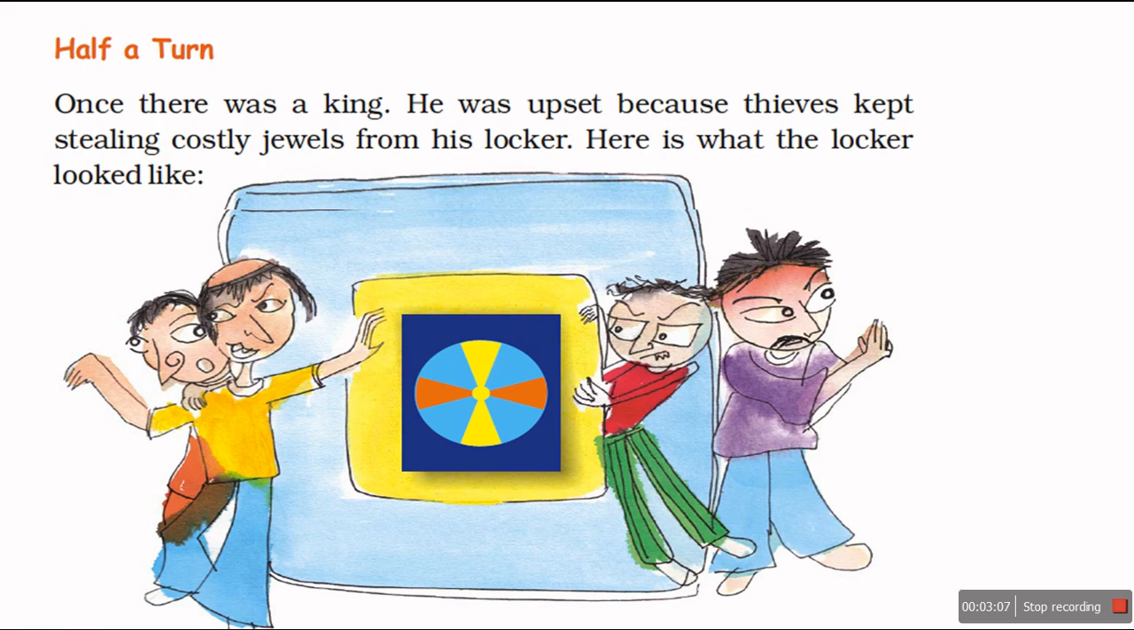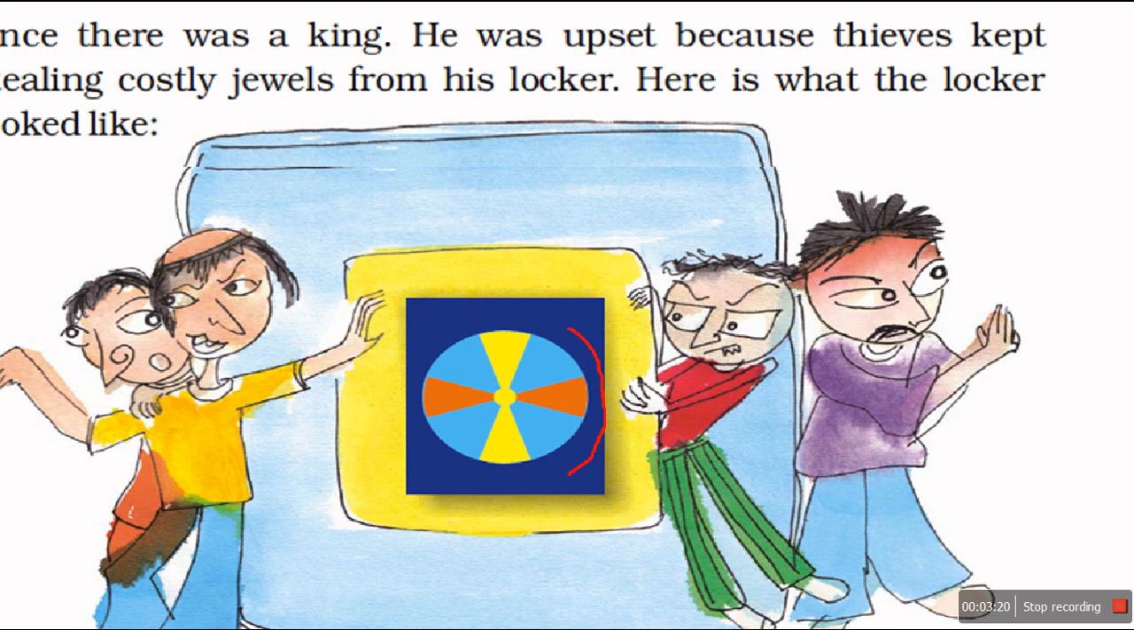And this is a half turn. It becomes locked, and we turn half again, so it becomes open. So you can see when I turn it half, this yellow portion will come here and this portion will come here. So it is not clear whether it is locked or unlocked.